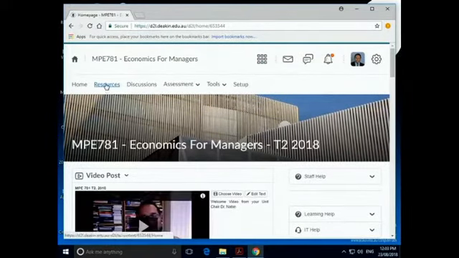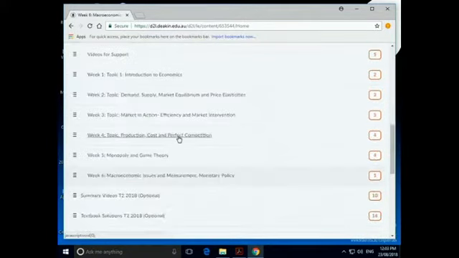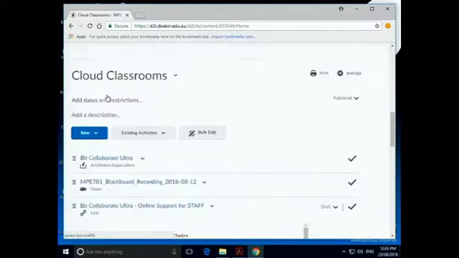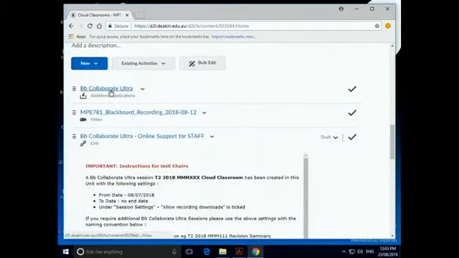That doesn't matter that much. Once you are in the MPE 781 Economics for Managers page, you go to the resources. Can you see the resources there? You click there, and then you will find the cloud classroom here. Can you see that? If you click the cloud classroom, that will give you this bit. Now you need to go through the Blackboard.